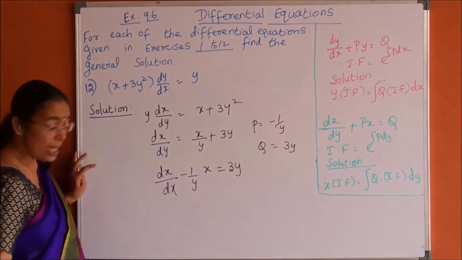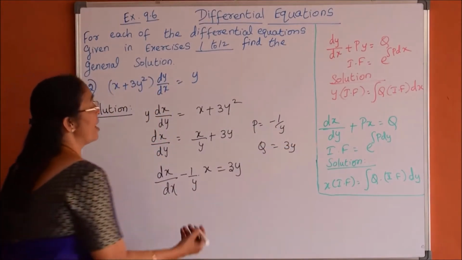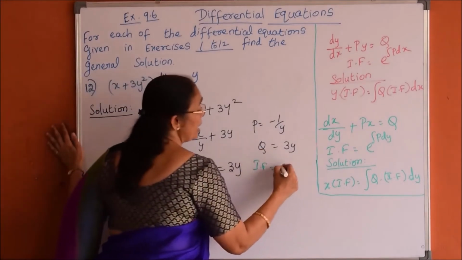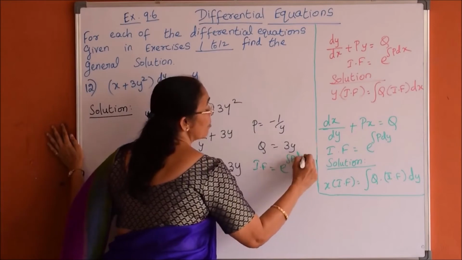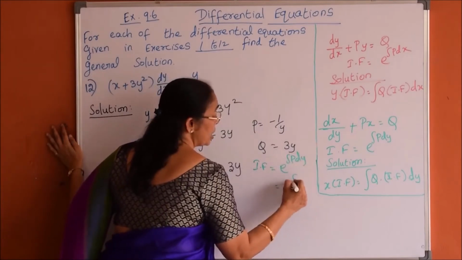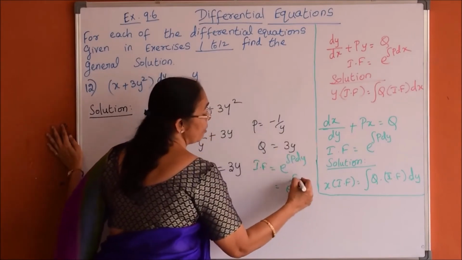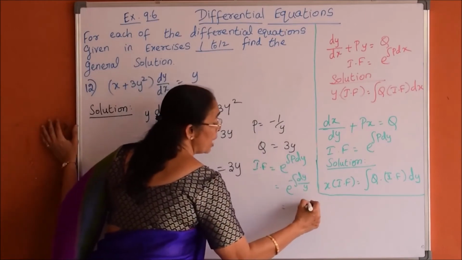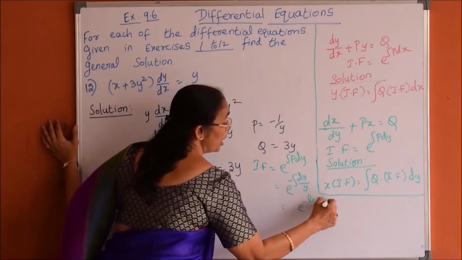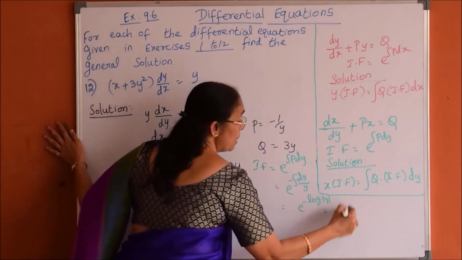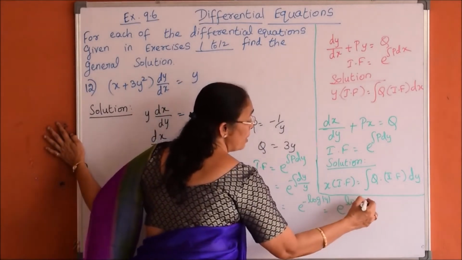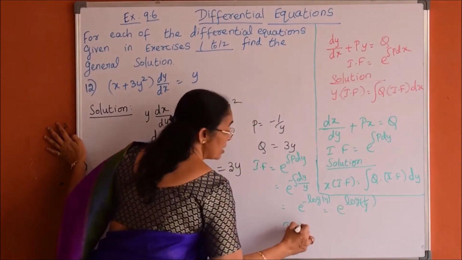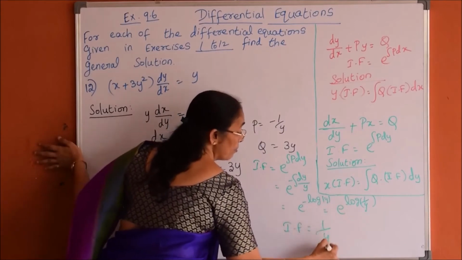Now, we will find the integrating factor. So, integrating factor is nothing but e power integration of p dy, which is e power integration of minus 1 by y dy, minus dy by y, which is e to the power of minus log mod y, which is equal to e power log y power minus 1 or 1 by y. So, integrating factor is nothing but 1 by y.